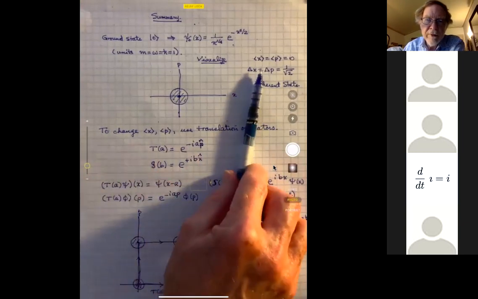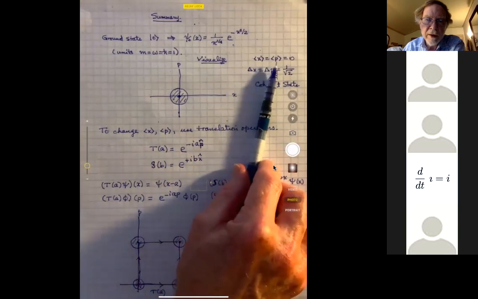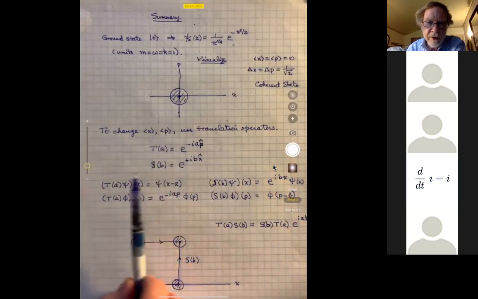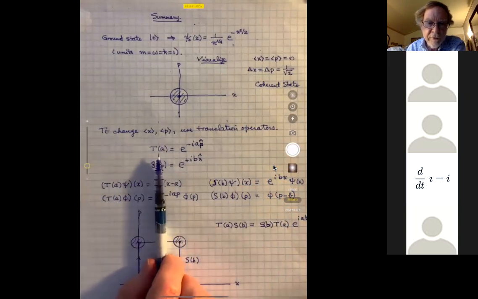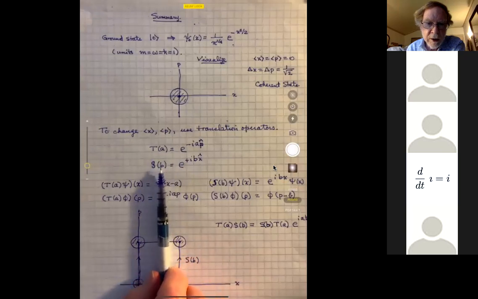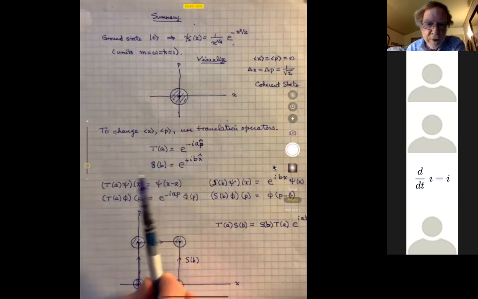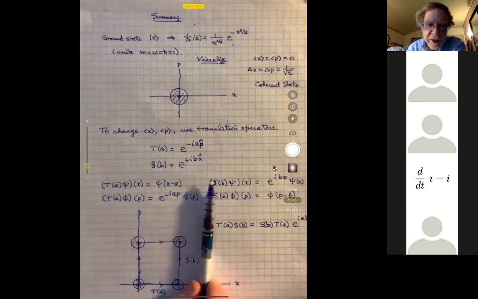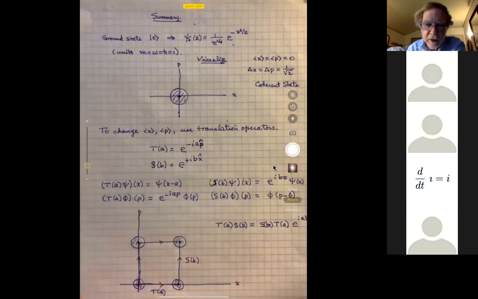However, in general, you need to have expectation values of x and p not 0. You need other values. So we need to change the values of x and p, and one of the ways of doing that is to use translation operators. Here, T(a) is a translation operator in position, and S(b) is a translation operator in momentum. Their actions on position and momentum space wave functions are given by these 4 formulas here.